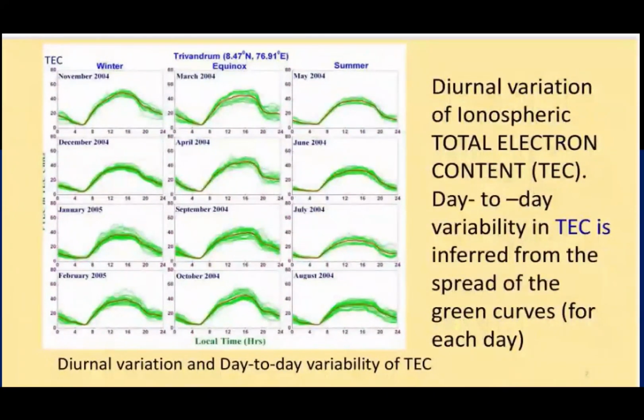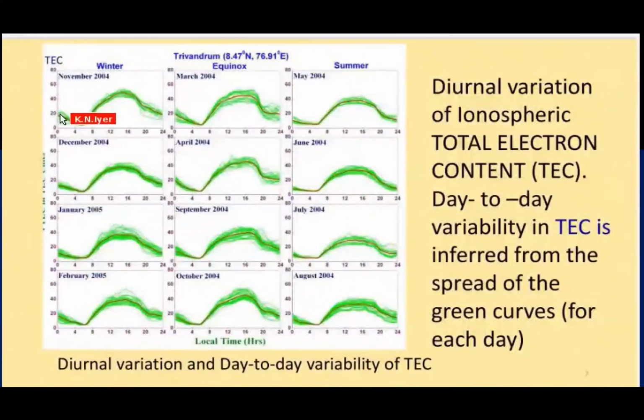So this diagram illustrates the variation of the parameter called total electron content, that is the integrated value of the ionization in the ionosphere, as a function of the local time. This kind of variation is called diurnal variation, that is variation during the course of the day. The leftmost block is for the winter season, this is for the equinox season, and this is for the summer season. These are measurements from an equatorial station in India, Trivandrum, taken in the year 2004.